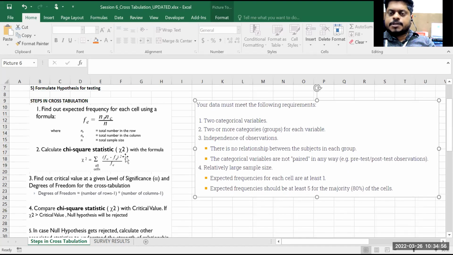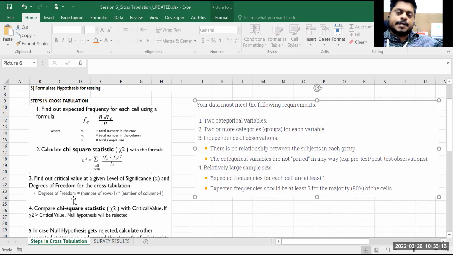Find out expected frequency. So there is no specific data analysis method for cross tabulation. Some calculation has to be done step by step. Find out the expected frequency for each cell using a formula. Calculate chi-square statistics. Again, I'll not get into this detail. Only one thing which you have to remember: degrees of freedom.